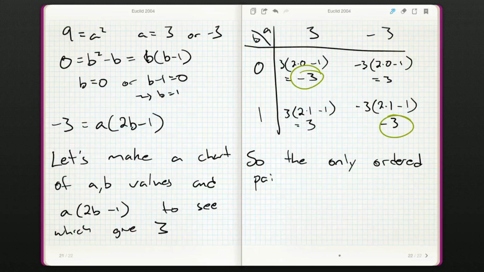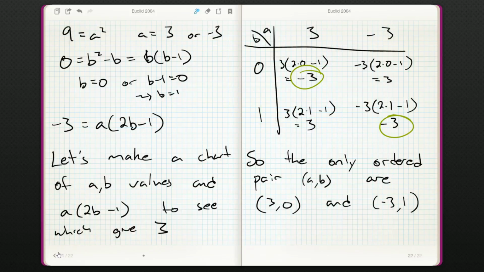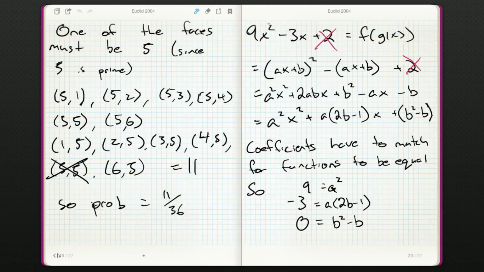So the only ordered pairs A, B are, now we just make sure we get the order right, 3 and 0, and negative 3 and 1. Okay? So we explained what we were doing at each stage, and we didn't really use any product stuff, so I would argue, at least the way we did it, 4A and 4B weren't really connected. But we plugged in the g of x. That might have been worth a mark, resolving some of that.